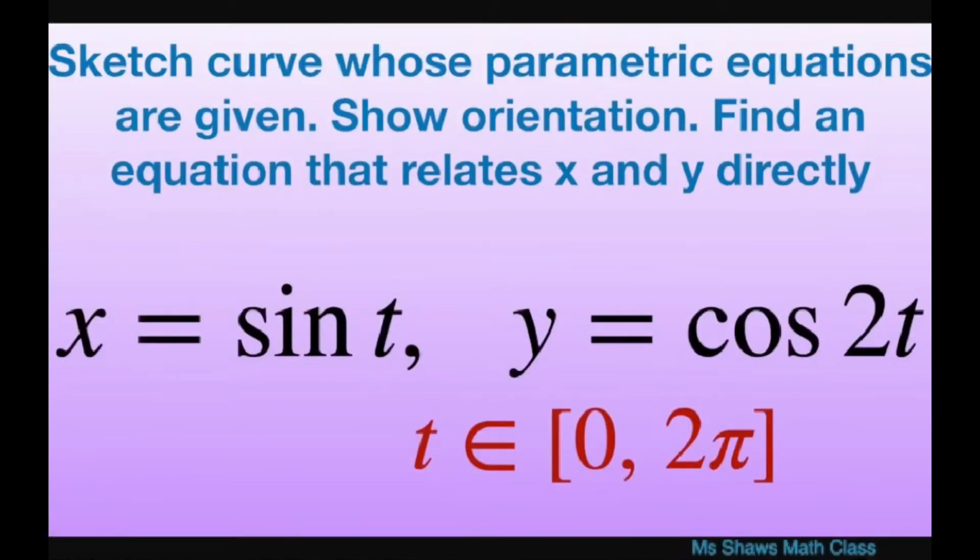Hey everyone, we're going to sketch a curve whose parametric equations are given. x equals sine of t and y equals cosine of 2t. Our t belongs to the interval 0 to 2 pi. We're going to show the orientation and find an equation that directly relates x and y.